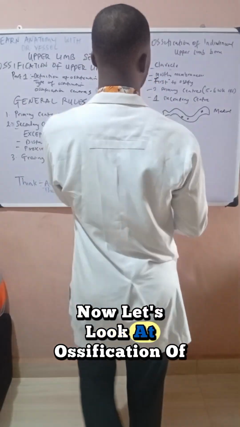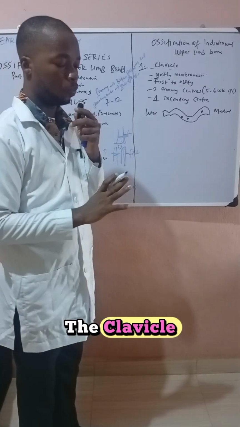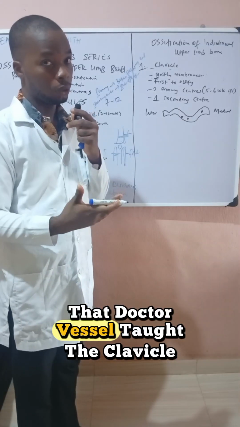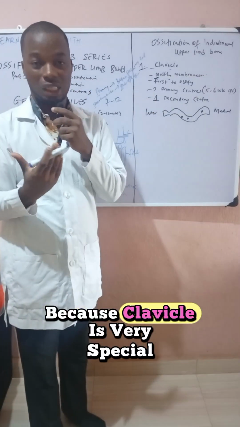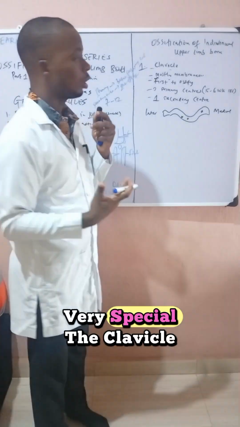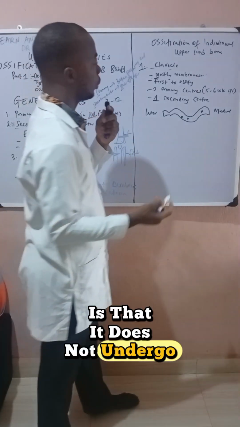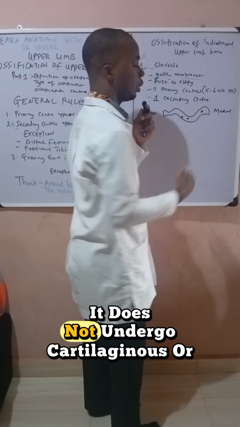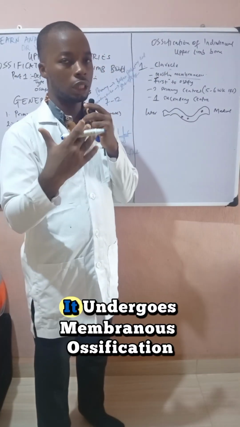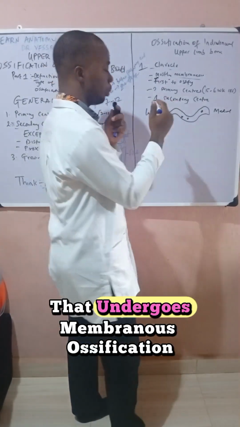Now, let's look at ossification of individual upper limb bones, and in this video I will not be talking about the clavicle. You can also remember, if you want to remember things about the clavicle, that Dr. Vessel taught the clavicle alone because the clavicle is very special, and I'll be showing you why. First off, the clavicle does not undergo cartilaginous, intracartilaginous or endochondral ossification. It undergoes membranous ossification. It's one of the long bones that undergoes membranous ossification.